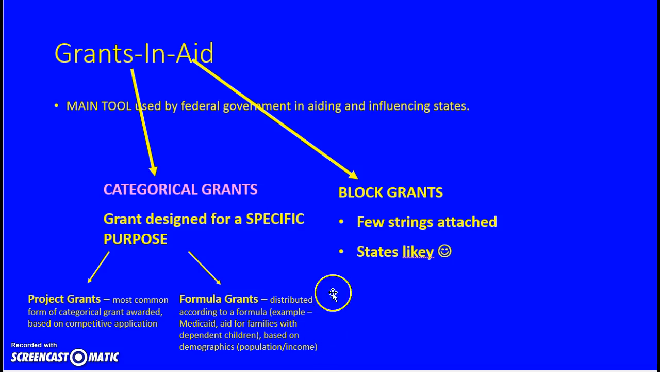The other type of grants are block grants. These are the happy face grants, the kinds the states like, because there are fewer requirements or regulations attached to these grants. Whereas a categorical grant might say this money is for teacher salaries, a block grant might say this money is for education, and the states get to decide how to use it.